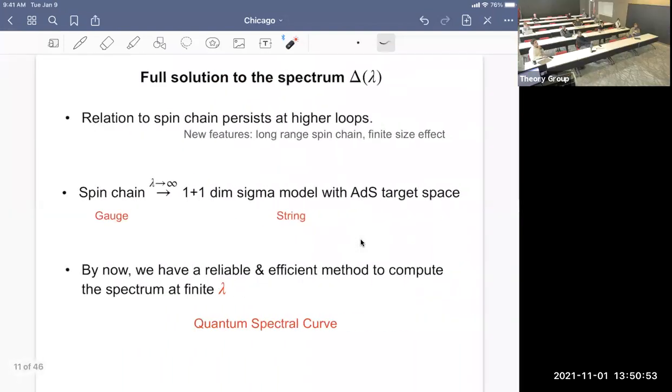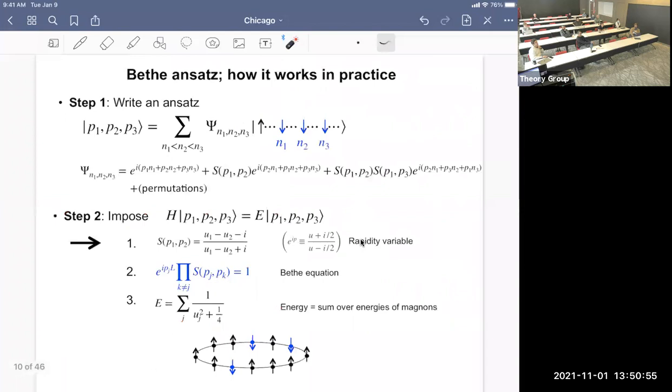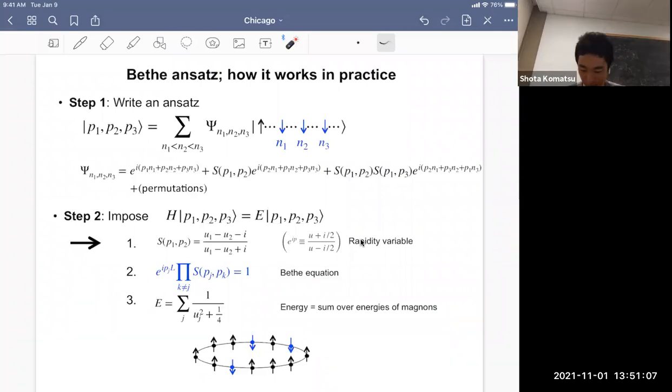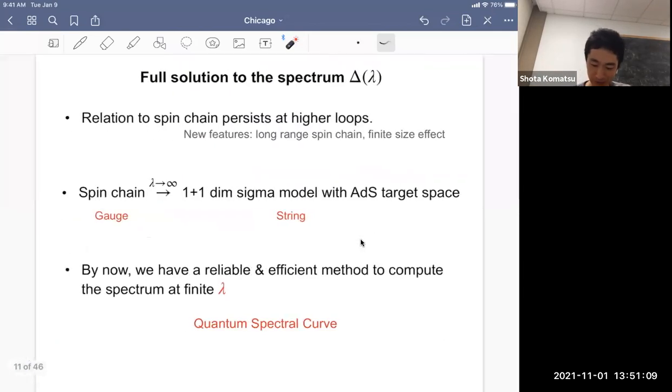Shota, can you just clarify? Yes. The S is a very simple S matrix, right? It only depends on the two momenta. Maybe you should explain that. That's the integrability hypothesis, right? Yeah, sorry. Yes, right. So okay, indeed.